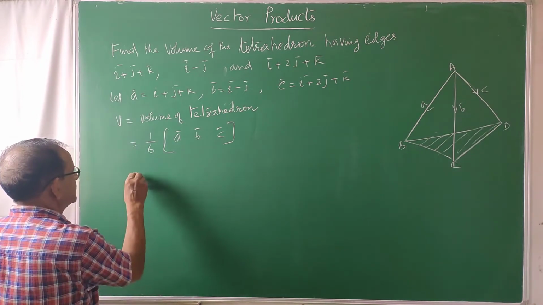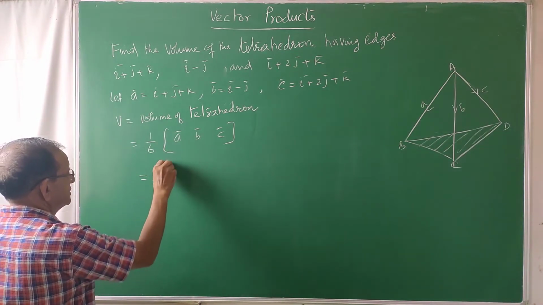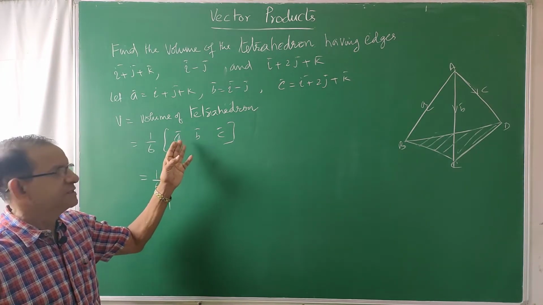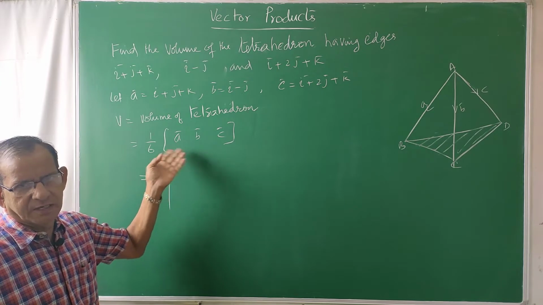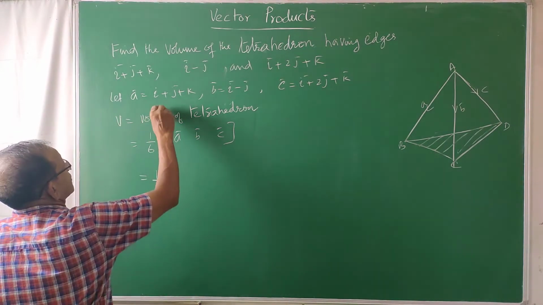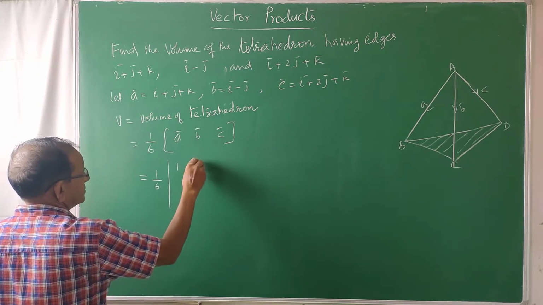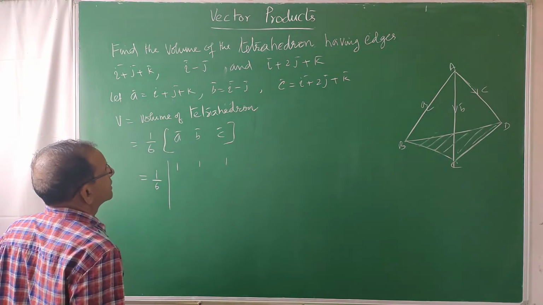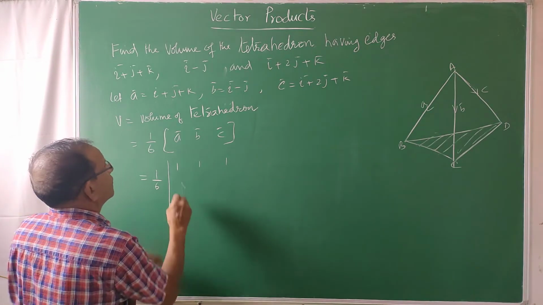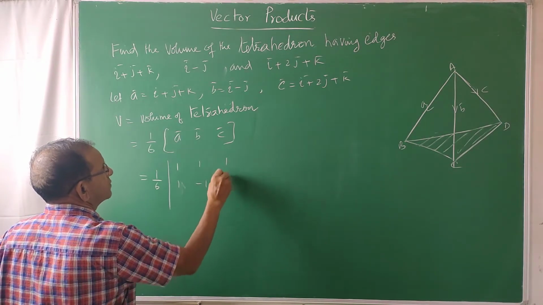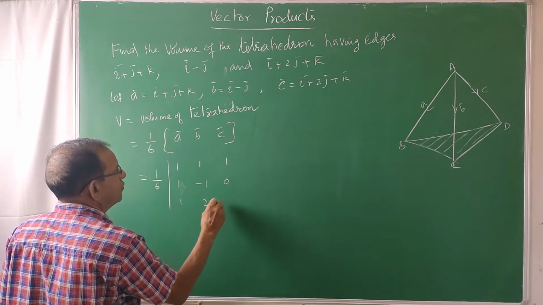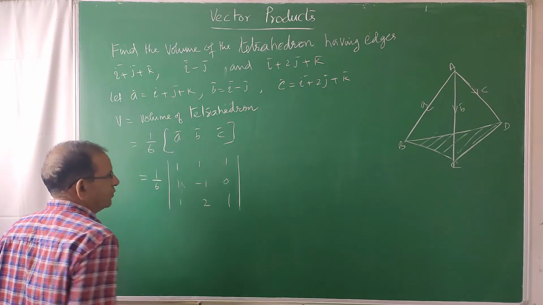So that is equal to 1 by 6 into, we have to write the determinant. First row is the coefficients of A bar, second row B bar, third row C bar. Now 1 1 1 are the coefficients of ijk in the A bar. In B bar, they are 1, minus 1, 0, no k bar. And in the C bar, 1, 2, 1. We have to expand it.